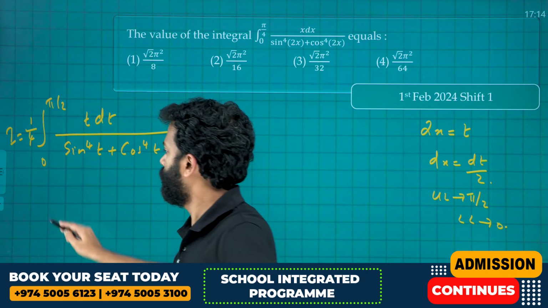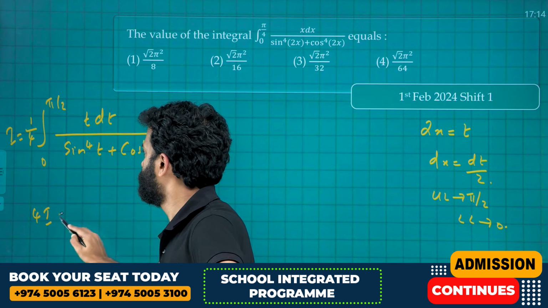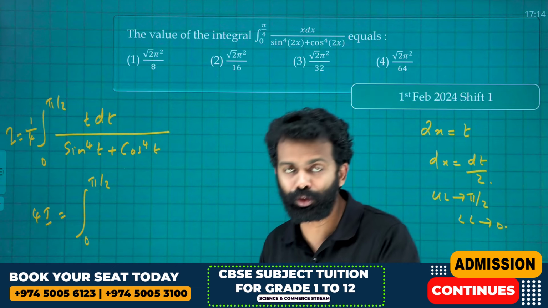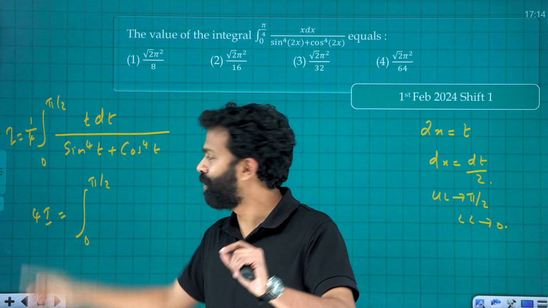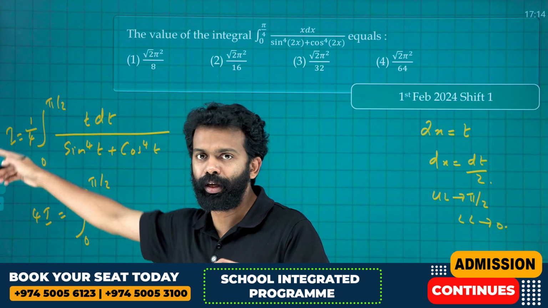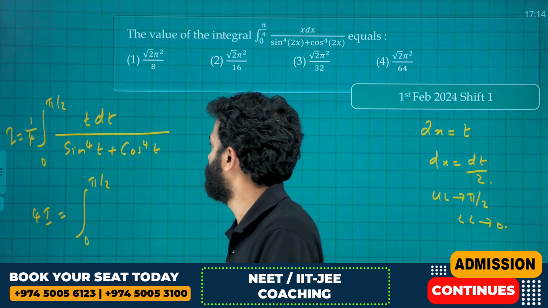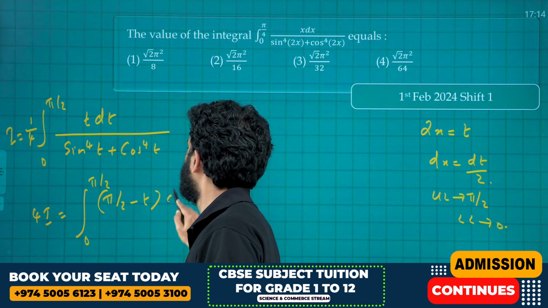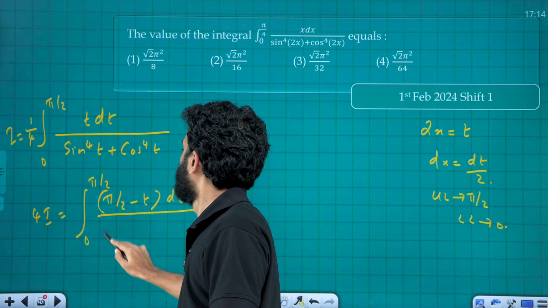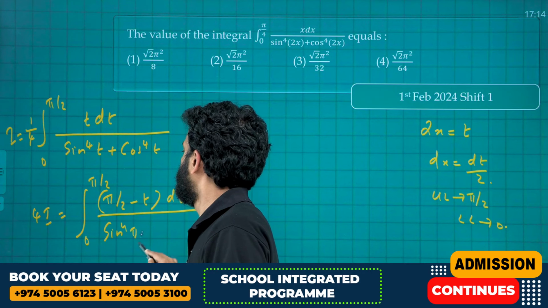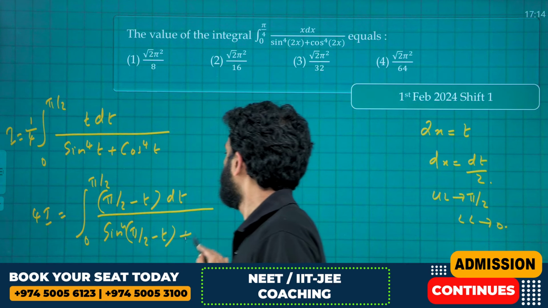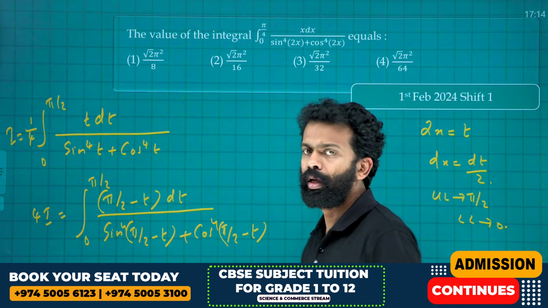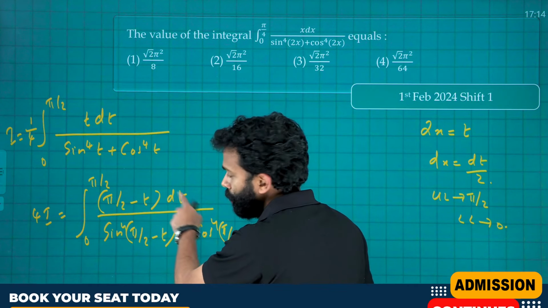So let's cross multiply 4 over here, we will get 4I is equal to integral 0 to pi by 2. I am doing two steps here, skipping one step. First step is cross multiplying 4 over here, and next step is applying King's rule. And what will you get here? That is pi by 2 minus t into dt divided by sine raised to 4 into pi by 2 minus t plus cos raised to 4 into pi by 2 minus t. And subtract this, this will be 4I here.